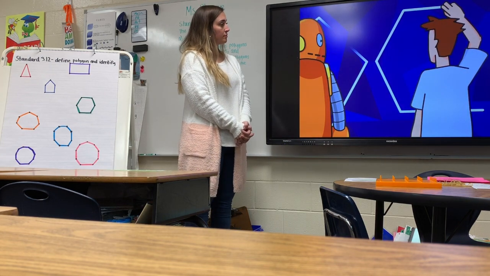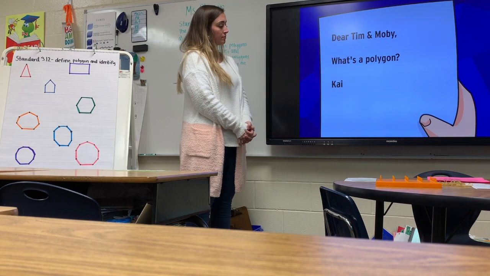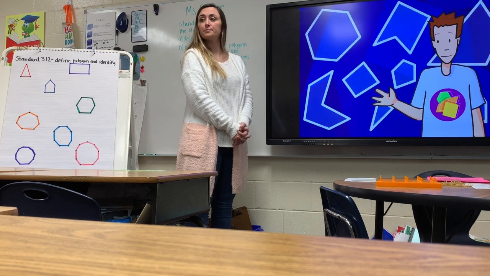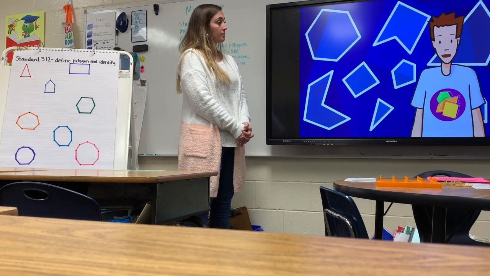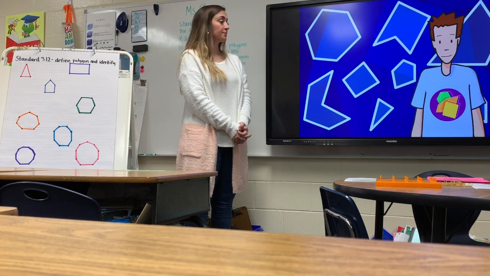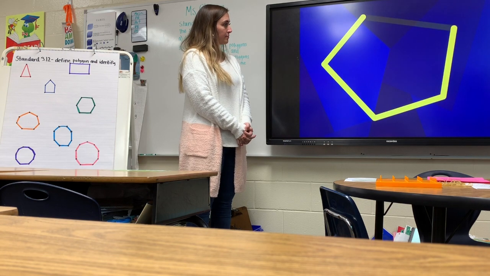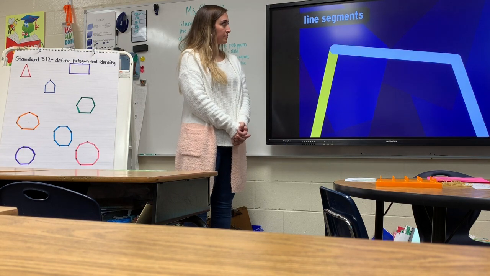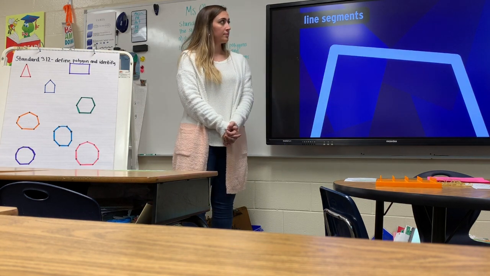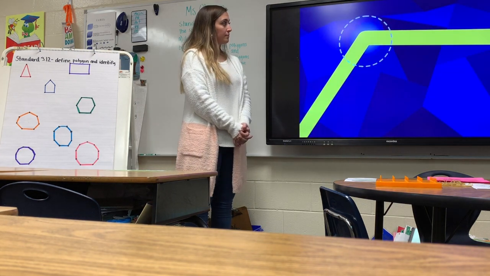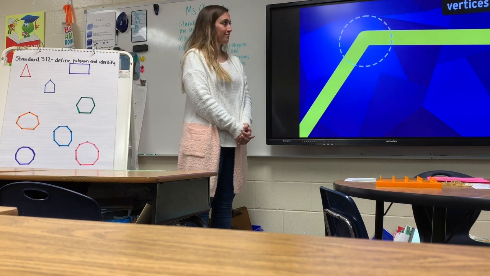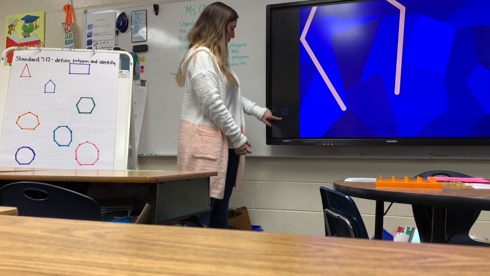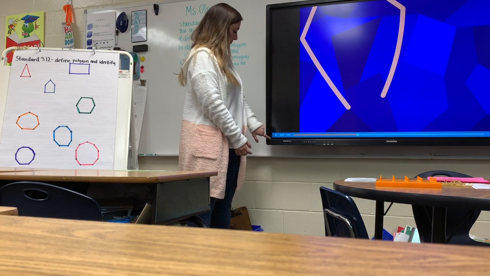Hey, stop that. Dear Tim and Moby, what's a polygon? From Kai. Well, these are polygons. For a shape to be a polygon, it has to meet some specific criteria. A polygon is a closed figure made by 3 or more line segments, or sides as we call them. Each line segment in a polygon intersects exactly 2 others. These segments only intersect in vertices where 2 endpoints meet. Now these aren't polygons. Well, the first one isn't a closed figure.